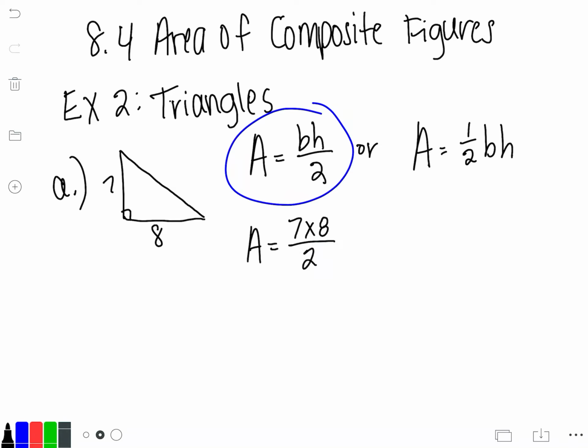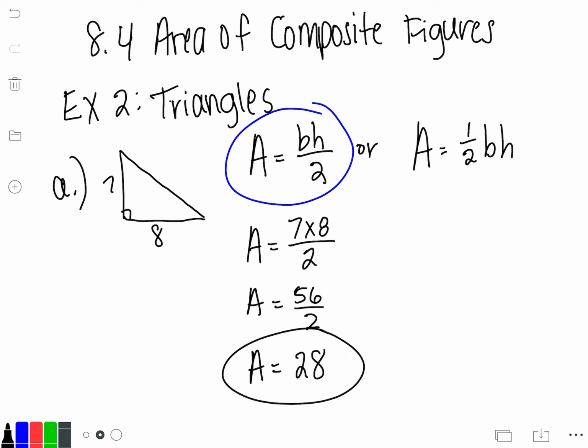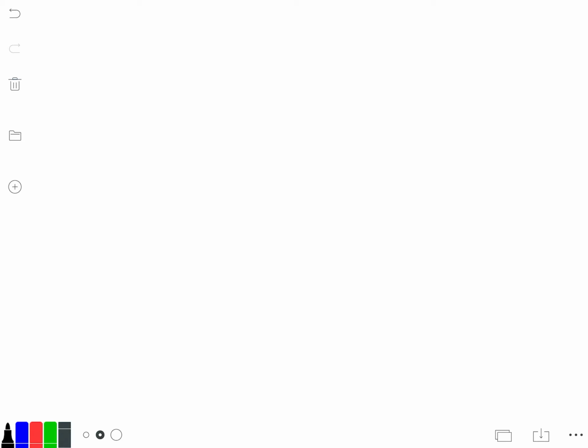So 8 times 7 is 56. And then you divide by 2, and you have 28. So your area for this triangle would be 28. I'm going to clear my screen so I've got room again. Let's say you have a triangle that looks like this.